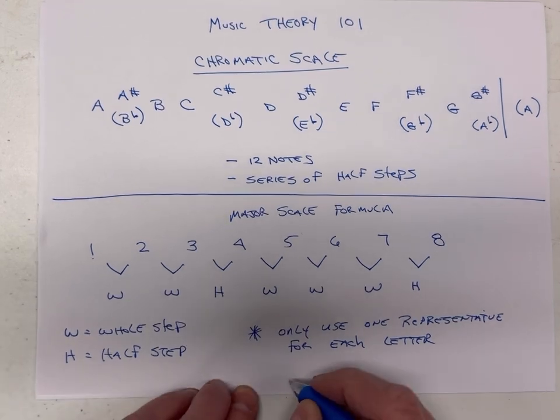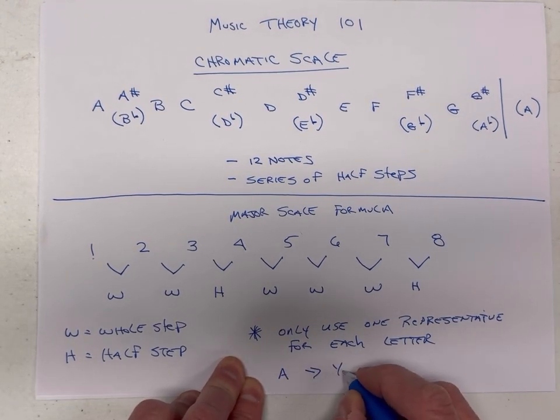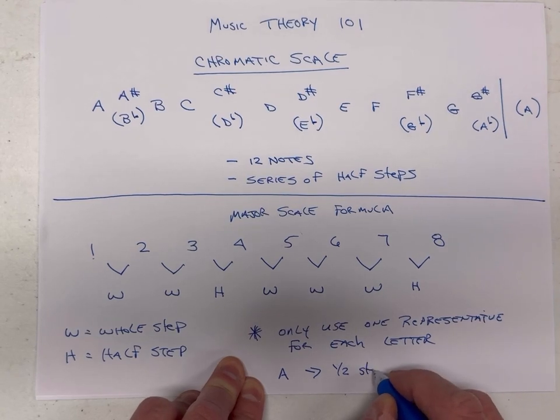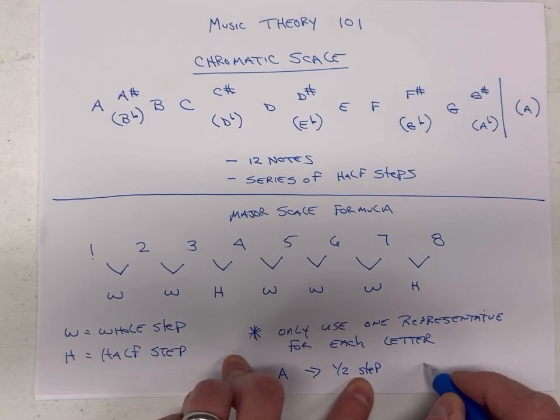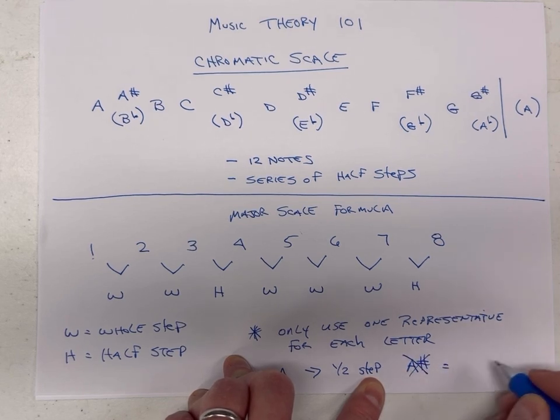Okay, so right here, this is a good way of thinking about it. If you have an A note and your next move is a half step, you're not going to call it an A sharp. It's going to equal the B flat.